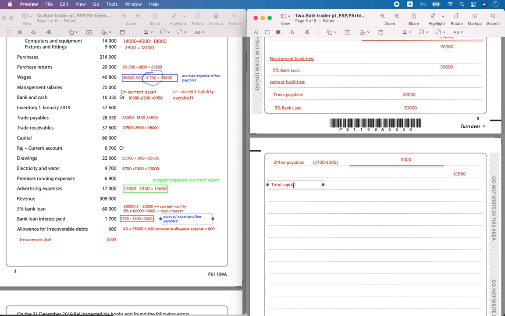So let's add up the total capital and liabilities. When I add up 76,000 plus 30,000 plus 61,550, I'll be getting around 167,550.